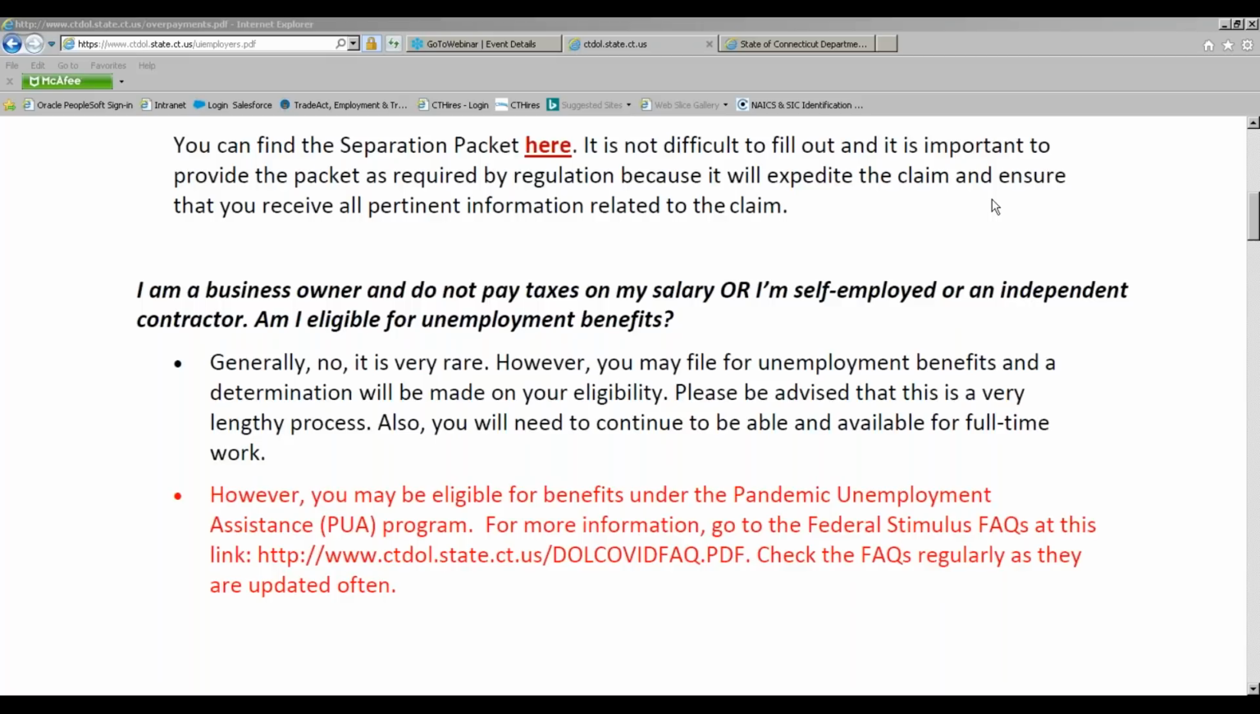So I'm an employer and I received a lack of work separation from someone who quit. How do I respond to that? They quit. They must return that document stating the person voluntarily left their place of employment, indicate the date, and return it to the Middletown office within the 7 days.